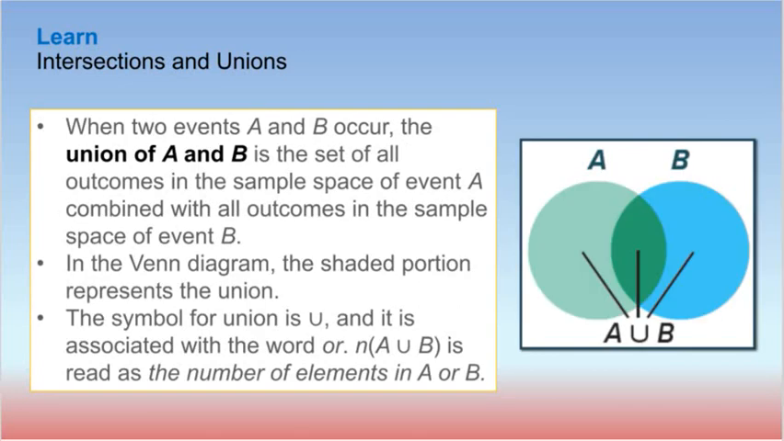When two events A and B occur, the union of A and B is a set of all outcomes in the sample space of event A combined with all the outcomes in the sample space of event B. So in the Venn diagram, the shaded portion represents the union. So that would be every single piece in there. The symbol for union looks like a U, and it is associated with the word or. So we would read it as the probability of elements in A or in B.